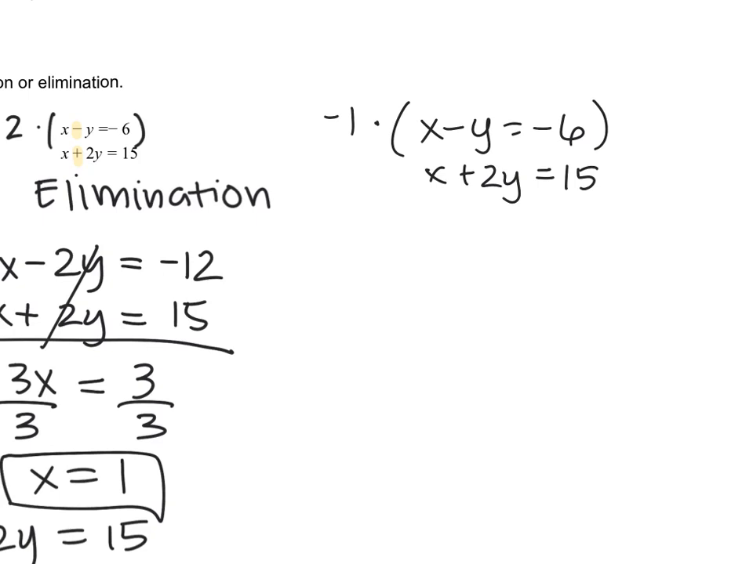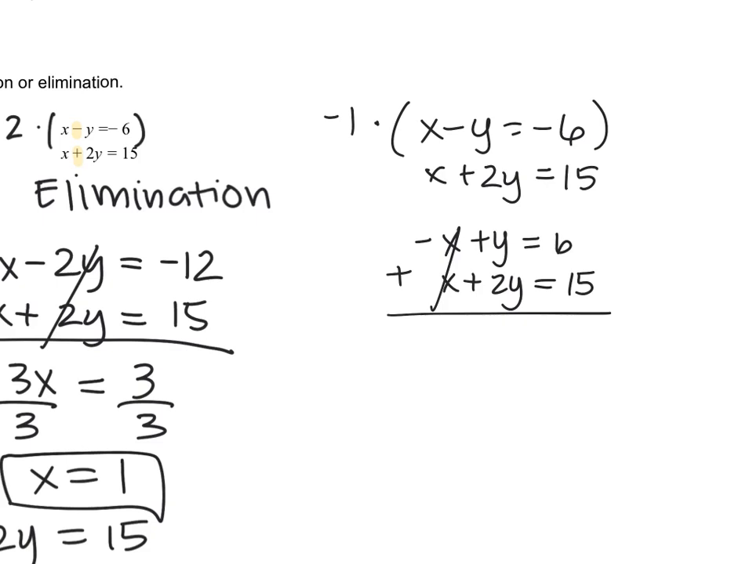So this time I multiply every term by -1, and we get negative x plus y equals 6. This is why I try to avoid multiplying by negatives. You have to remember to change the sign of everything. My second equation is to stay the same, x plus 2y equals 15. And we're still going to add the equations together. This time when we add the equations together, the x's cancel because negative x plus x is 0. y plus 2y is going to be 3y, and 6 plus 15 is going to be 21. So in order to solve for y, we're going to divide both sides by 3, and we get y equals 7.